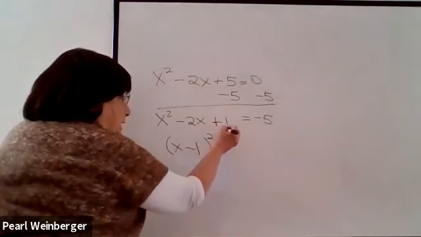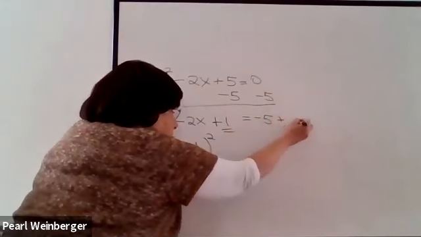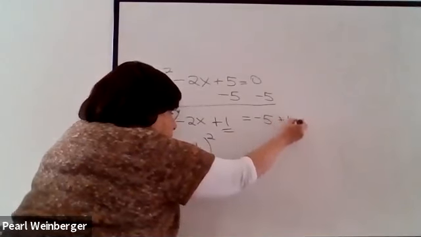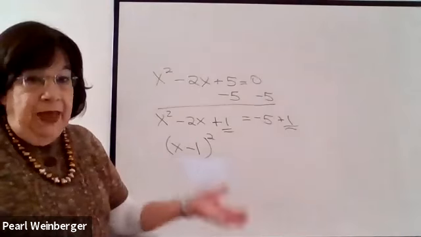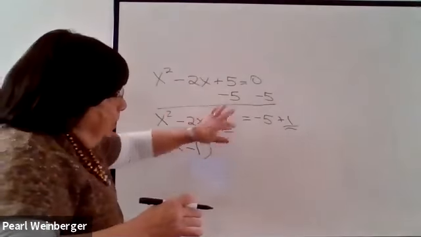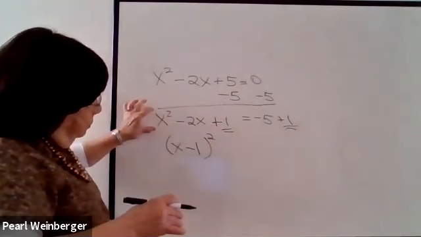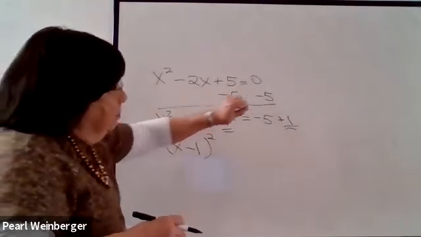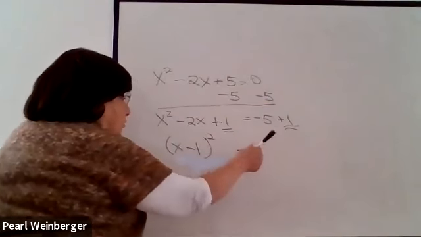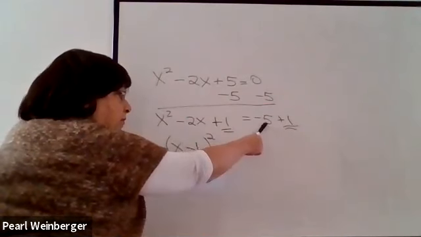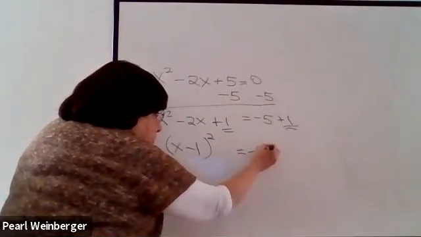Now, remember, I just added plus 1 over here. So I have to do the same thing over here. I have to add 1. It's an equation. I have to keep it balanced. I decide what I want to add here to make this into a trinomial that's a perfect square. Whatever I add over here, I add over here. So what are we left with on the other side? We're left with negative 5 plus 1, which is negative 4.